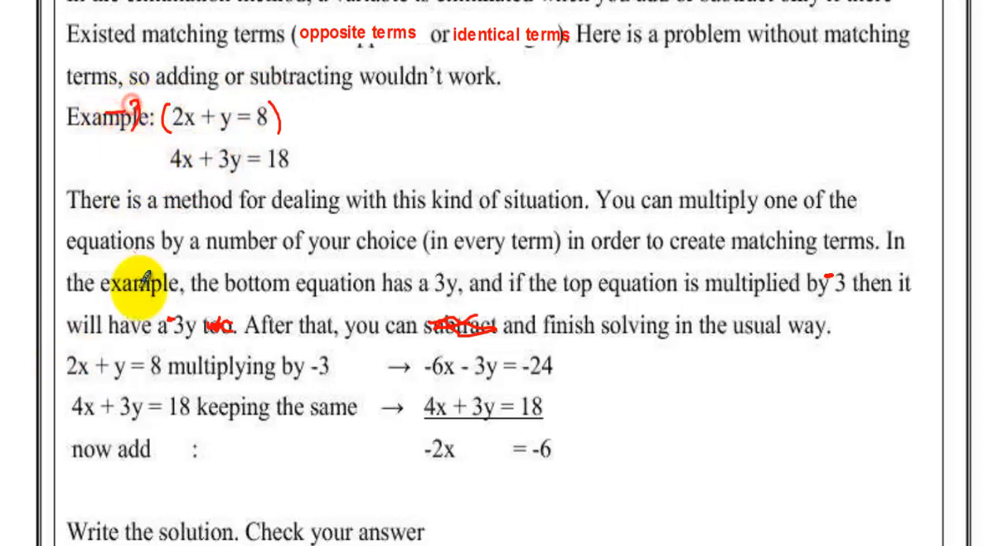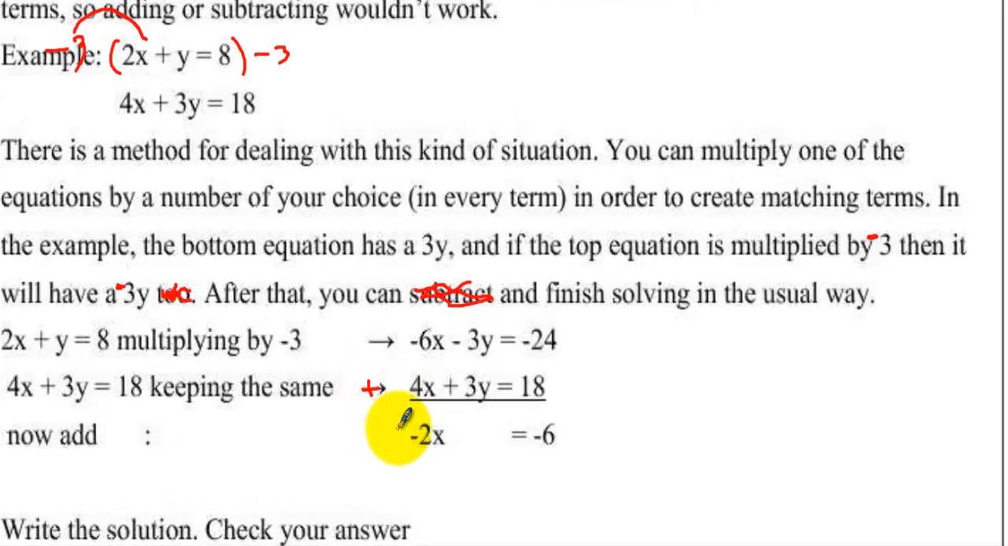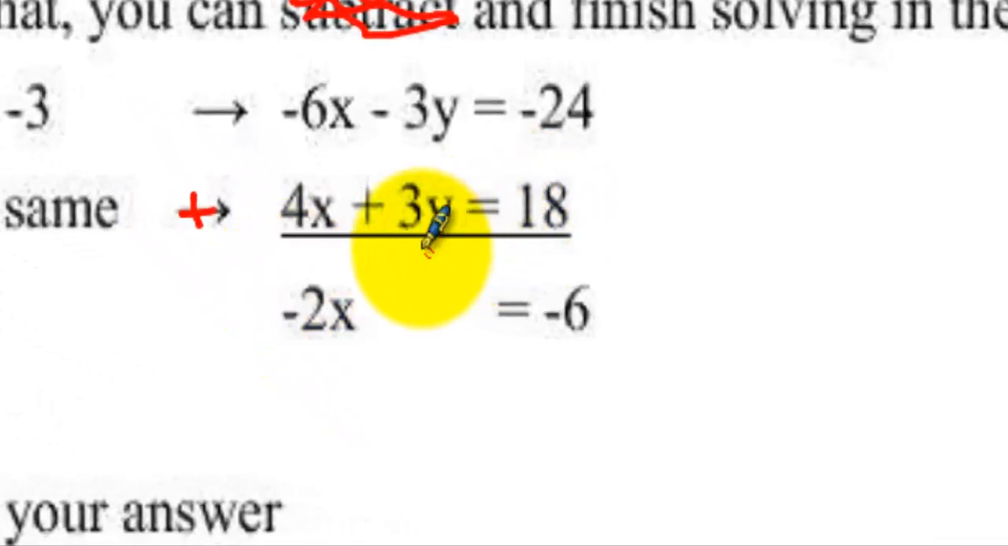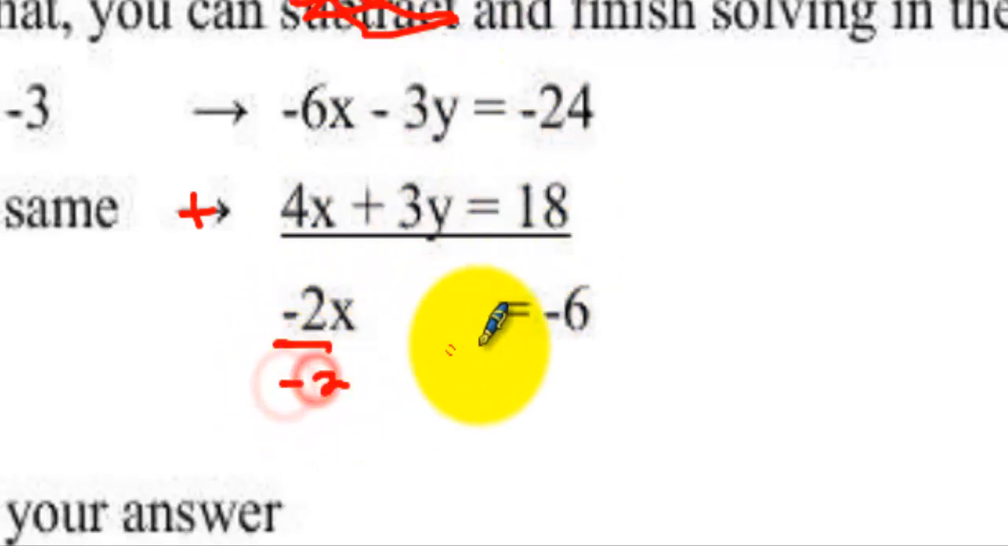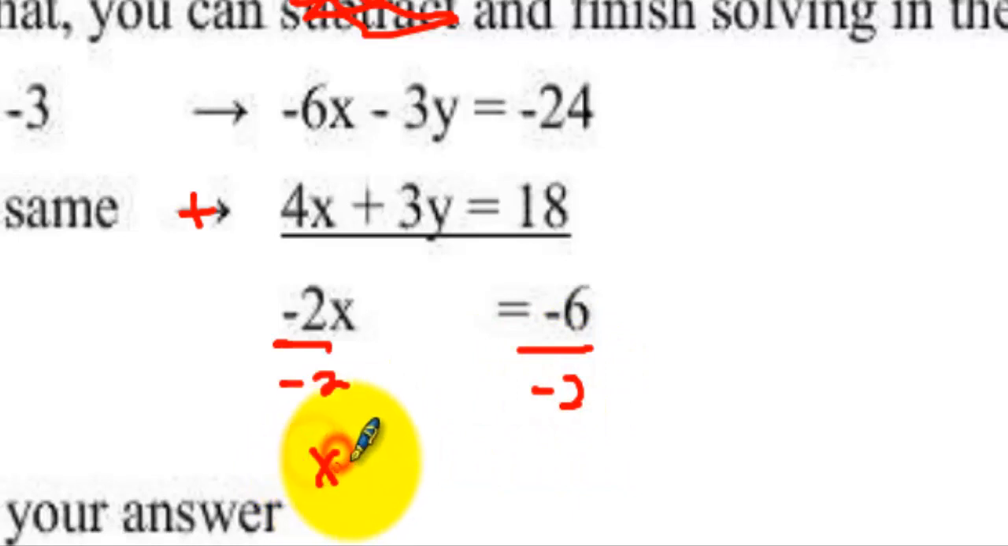If I'm going to multiply the first equation by negative 3, we will end up getting negative 3 times 2x is negative 6x, negative 3 times y is negative 3y, and then negative 3 times 8 is equal to negative 24. And once we add the two equations, we were able to eliminate the y variable. So negative 6x plus 4x is negative 2x. Negative 24 plus 18 is equal to negative 6. Divide by negative 2, we'll get x equals 3.